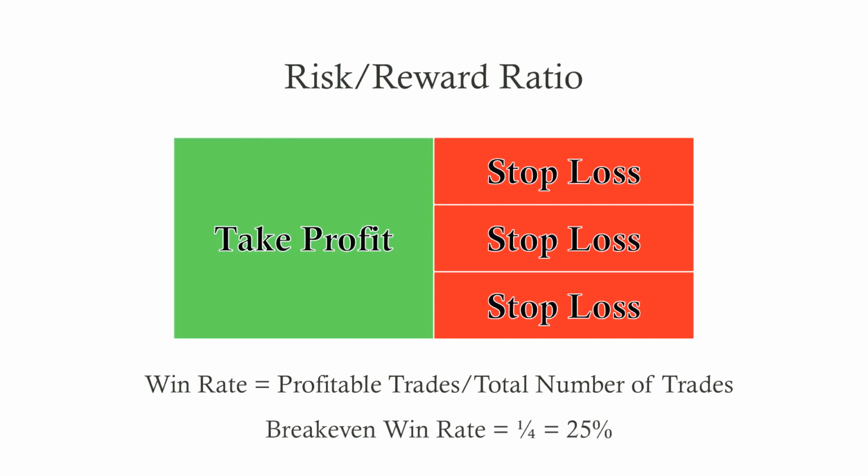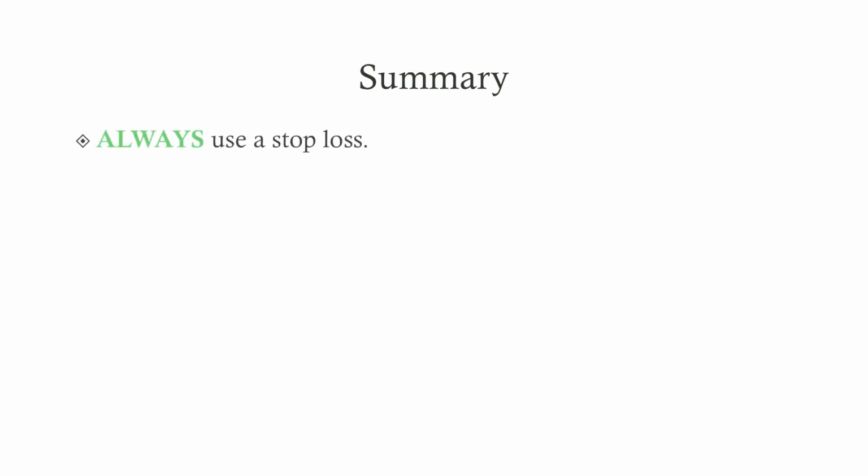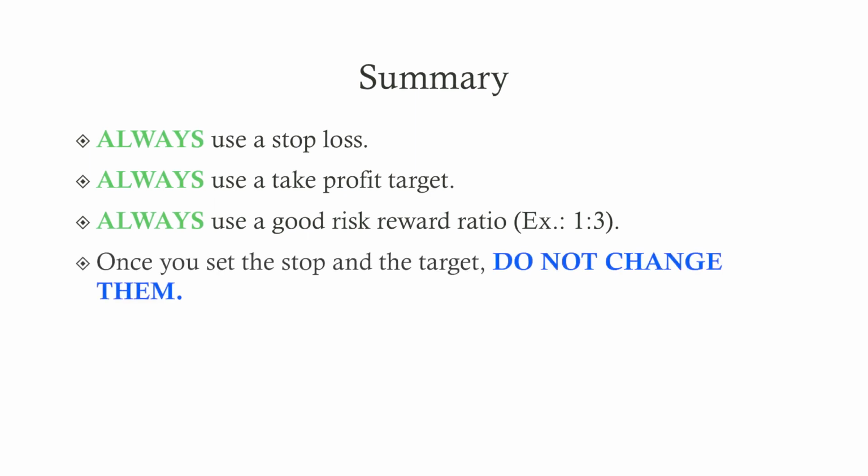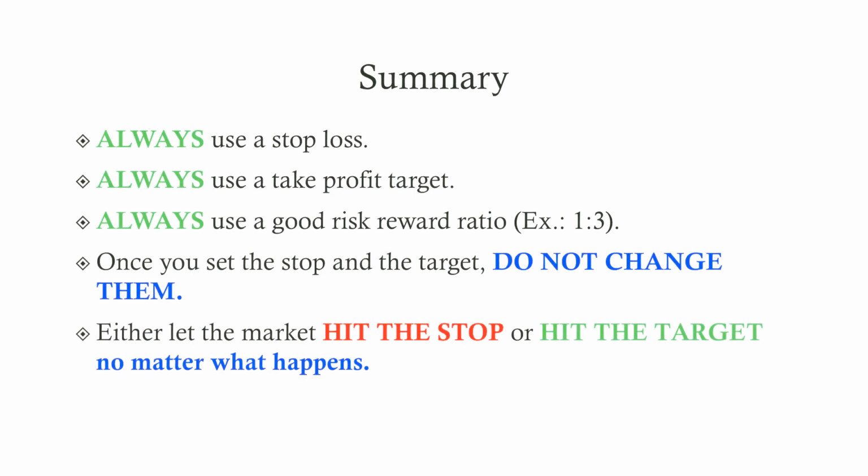What I want you to take away from this is that you can break even with a 25% win rate by using a 1:3 risk-reward ratio. In other words, even a win rate slightly higher than that will already produce profits. For example, if you use a risk-reward ratio of 1:3 and produce a 30% win rate in your trades, you will generate profits. You can make money being wrong most of the time if you use a good risk-reward ratio. In simpler terms, always use a stop, always use a target. Use a good risk-reward ratio, and once you set the stop and the target, do not change them, and finally let the market hit either the stop or the target, no matter what happens.